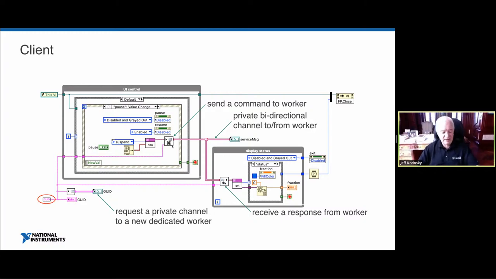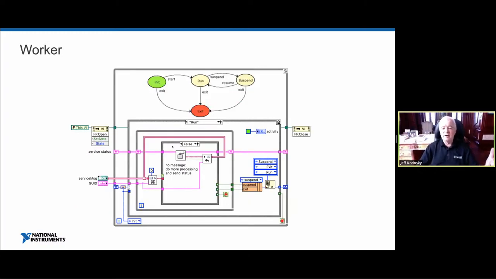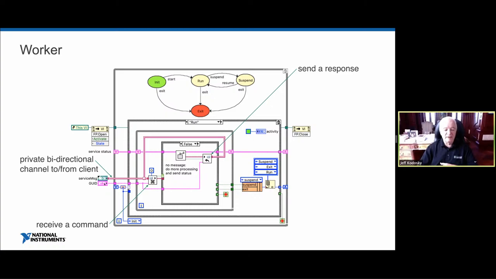Using that GUID, the client can receive a response or send a command. And here's the worker diagram. Again, it's similar to the processing loop that we've seen before in the other examples. Again, never mind the details. But notice that the command is being received on the channel specified by the GUID that the worker was given when it was started. The server gave the GUID to the worker. The worker is using that GUID to receive commands, and it's also using it to send responses. In this case, it's sending status responses continually until it finishes and then is told to exit.